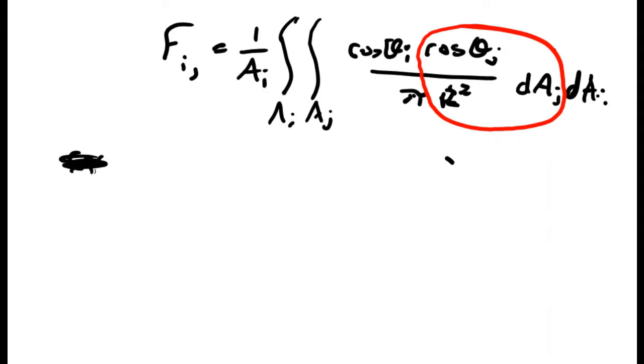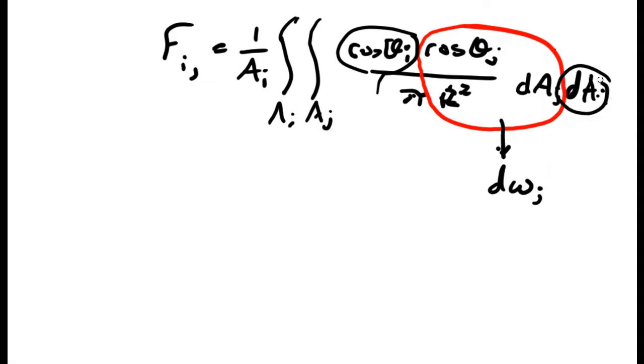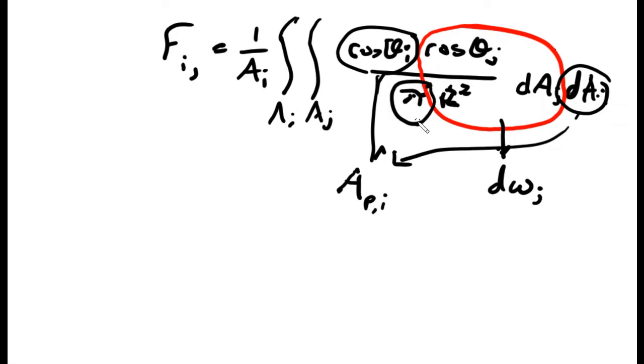Cosine theta j times differential area divided by r squared. That right there is a solid angle, the solid angle of j with respect to surface I. And then further, you see right here, cosine theta I times dai. Those things are projected area, the projected area of surface I. And then there's pi right here, which just converts everything into steradians.